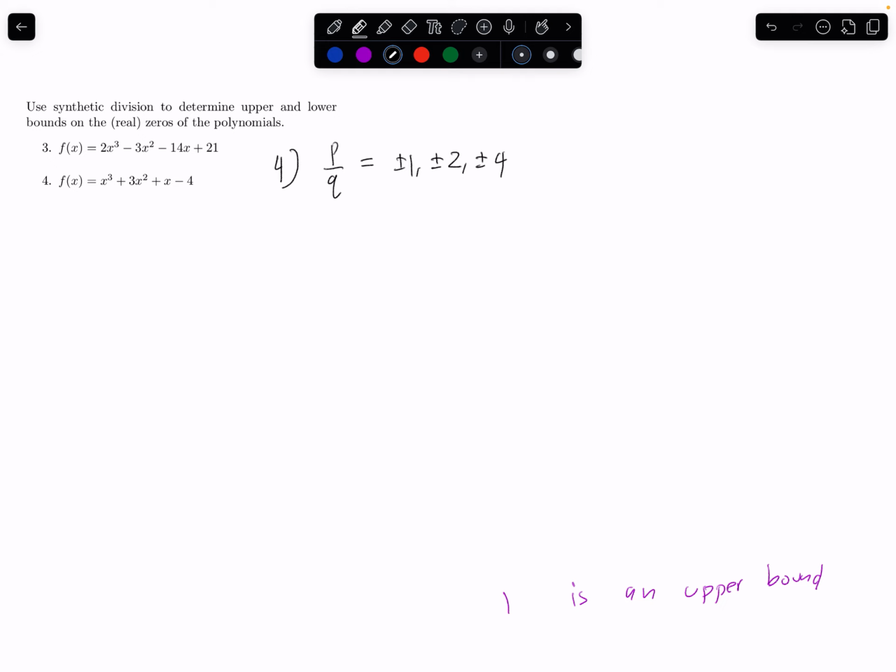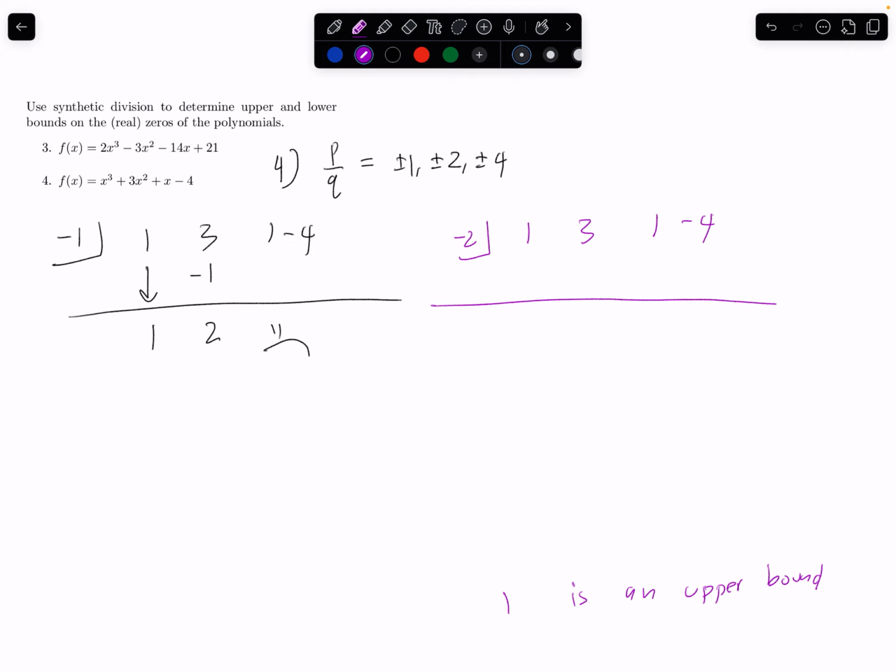Okay, let's go on to the negative ones. Why don't we start systematically with negative 1 now? 1, 3, 1, negative 4. Run the algorithm. 1 comes down, times negative 1. Add those together, I got 2. And already I'm not alternating signs, so I know negative 1 is not a lower bound. Let's go on to negative 2. 1, 3, 1, negative 4. Bring the 1 down. 1 times negative 2 is negative 2. And add those together, I get positive 1. It's not going to work already, right?